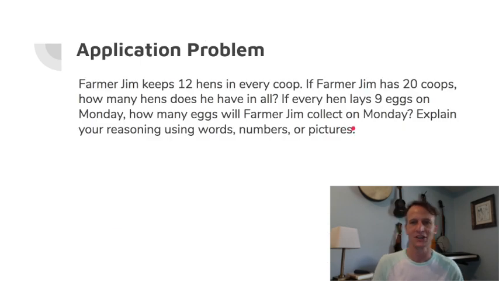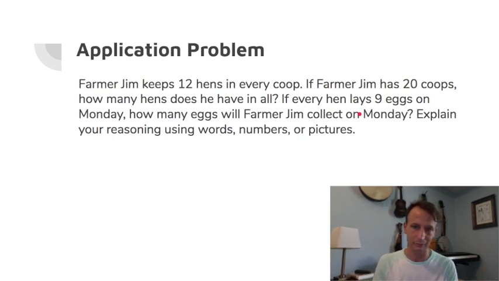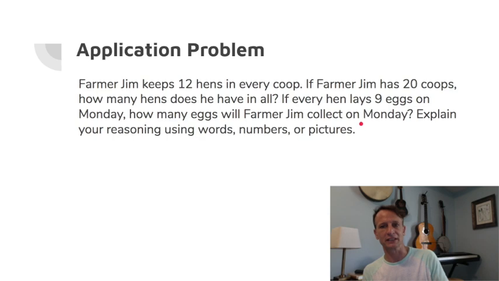Oh, Farmer Jim. Hey, Farmer Jim. If your name is Jim right now, I want you to give yourself a high five. All right. He keeps 12 hens in every coop. That's compassionate farming. If Farmer Jim has 20 coops, and a coop is a hen house, it's where you keep hens. And the hens are the females that lay the eggs. Roosters don't lay eggs. And you can't keep them in your backyard. How many hens does he have in all? If every hen lays 9 eggs on Monday, how many eggs will Farmer Jim collect on Monday? Explain your reasoning using words, numbers, and pictures.